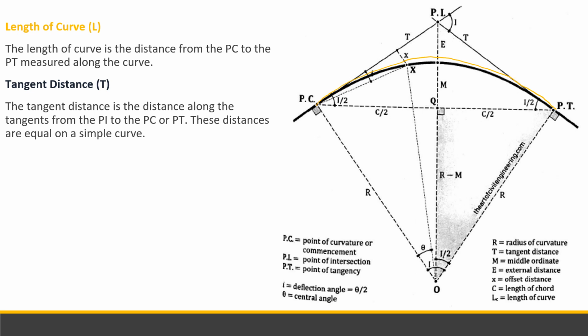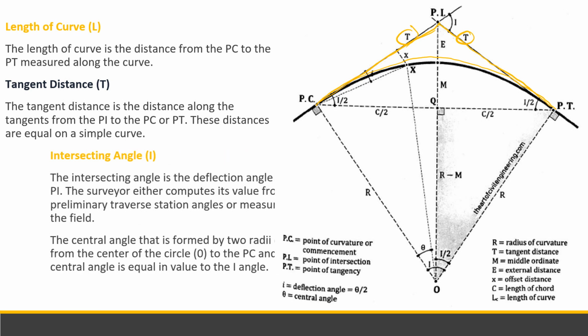Then tangent distance. So tangent distance is the distance along the tangents from the PI to the PC or PT. So ito yung mga tangent distance natin. So from here, from PC to PI or PI to PT. So yan yung tangent. So tangent to geometry is a line intersecting a circle at one point. So that is at point PC or at point PT. So yan yung tangent distance.